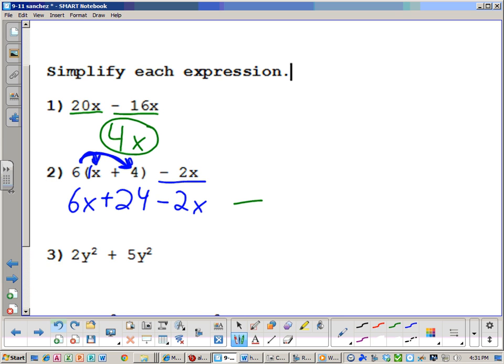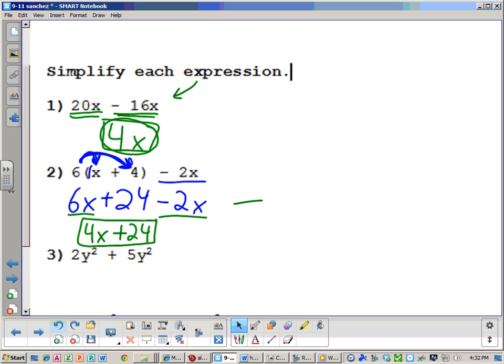I could say 6x combined with the negative 2x is a legal move. Just like number 1, you are allowed to combine x's, right? So 6x and minus 2x equals 4x. 6 minus 2, 4x. And then just bring down the plus 24, and that's it. There's your answer, right? Really easy, and there's nothing else you have to do beyond that. As soon as you get it, you're done. You cannot combine that 4x with that 24. They're different terms. You cannot combine them.